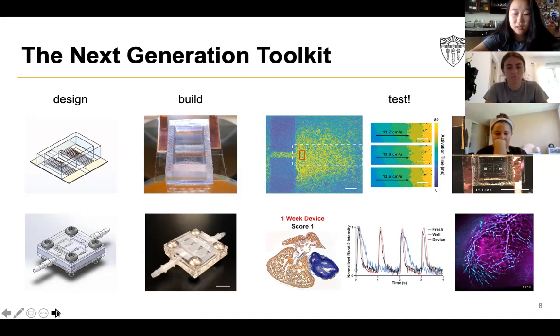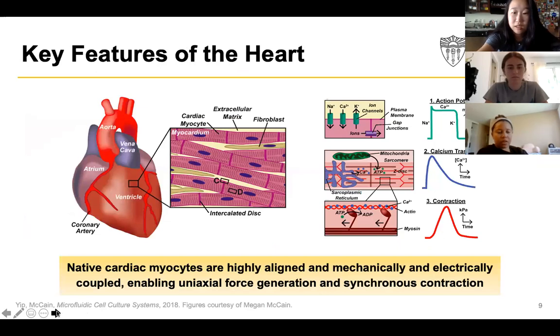So in designing these tools, we have to look back at what we're trying to ultimately mimic. So I'm going to talk about the heart a little bit. I don't know if you have learned about the heart in detail in biology, but there are some key features that we want to highlight. So this is the human heart, as you can see on the left. It continuously pumps blood throughout the body to deliver nutrients and oxygen to your tissues, as well as removing any kind of waste that your cells produce.